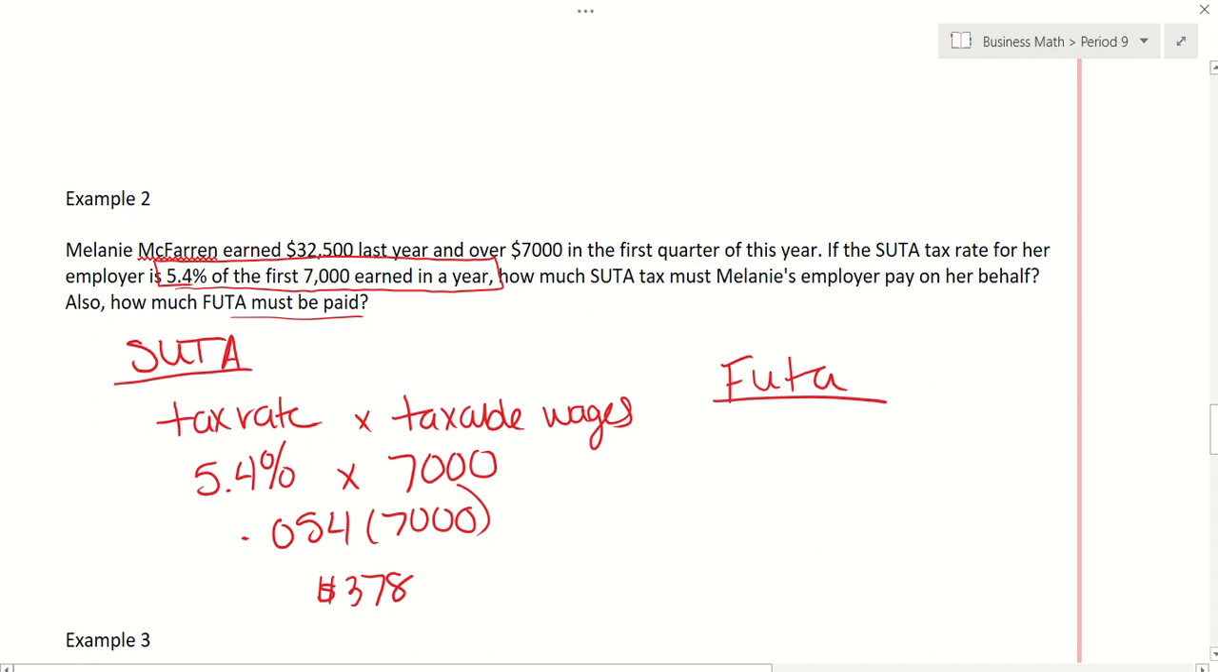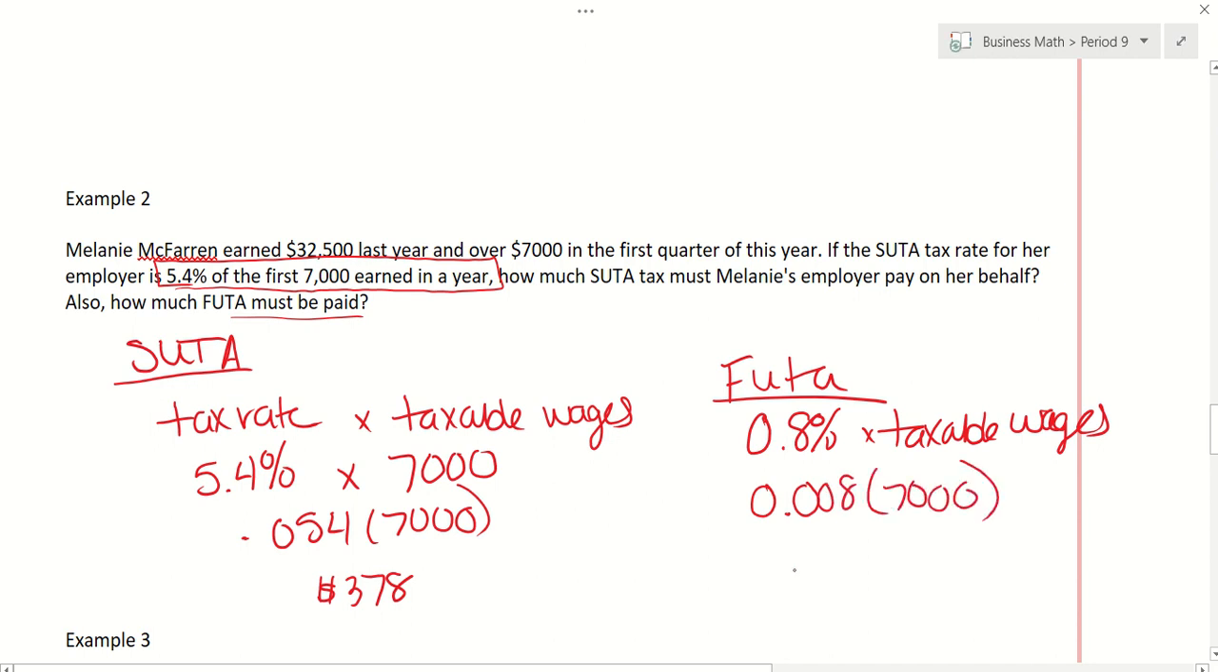Since she paid the 5.4% on the SUTA, that means she will only pay the 0.8% on the FUTA. So it's 0.8% times taxable wages. 0.008 times taxable wages means that it will be $56.